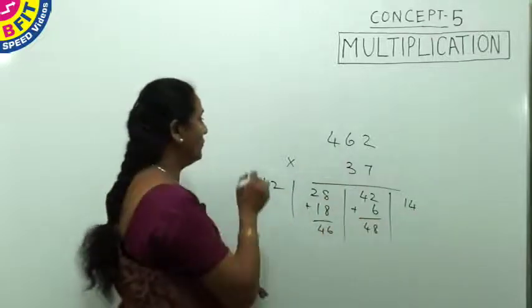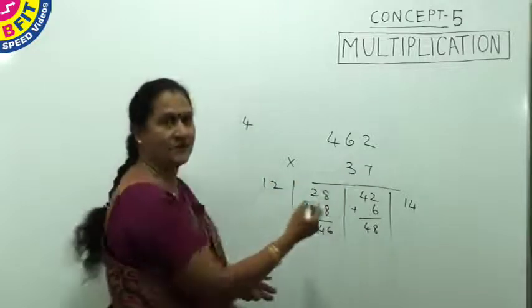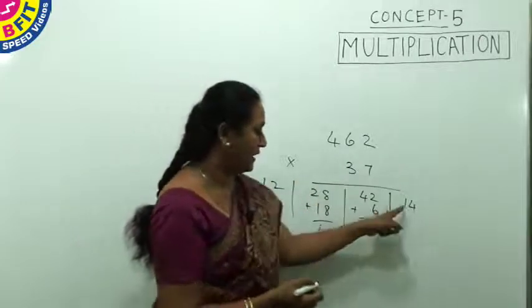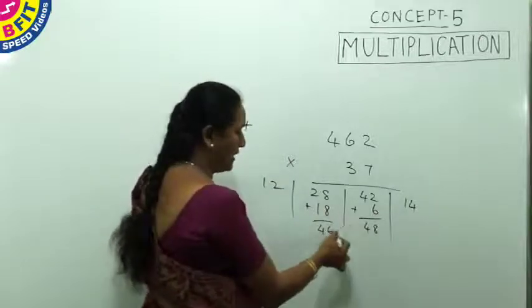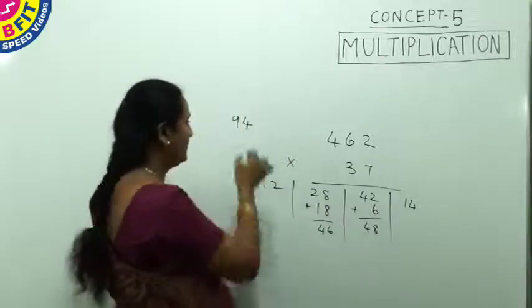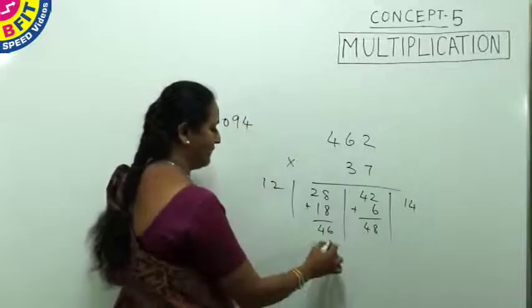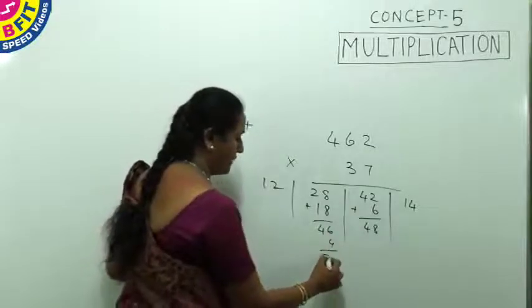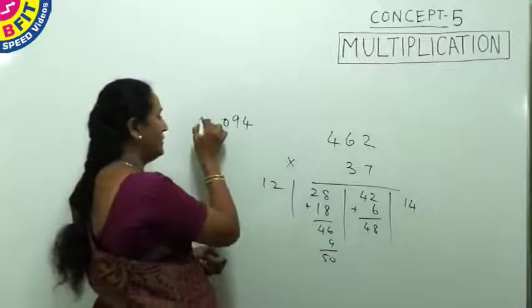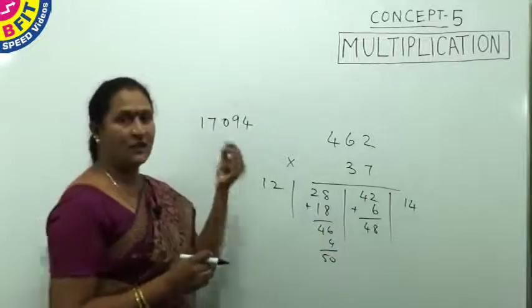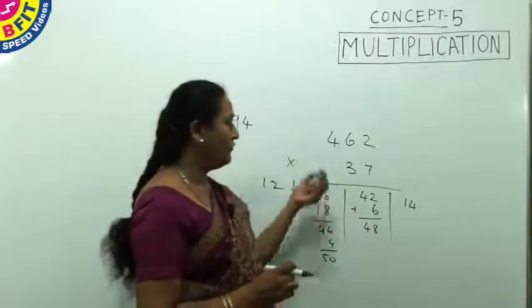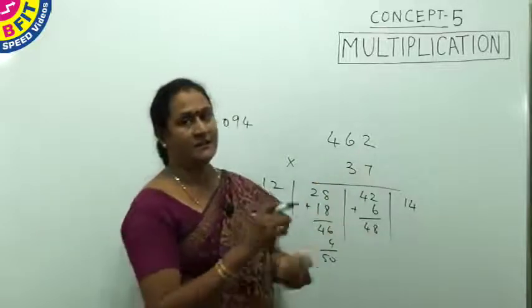So write this 4. So we have to collect the answers from this term. So 1 added with 8 is 9. 4 added with 46 is 50. So write 0 and we have 5 carried over. So 5 added with 12 is 17. So 17094 is the product of 462 and 37.